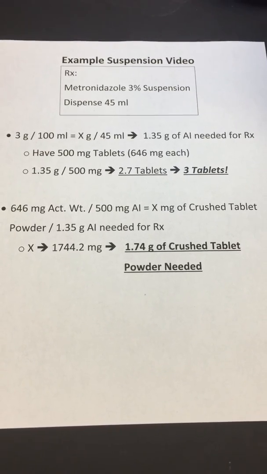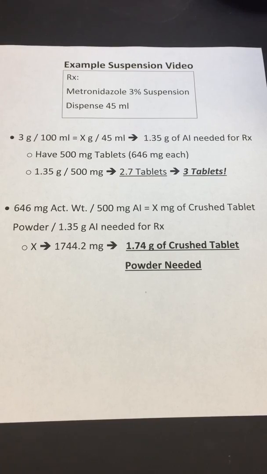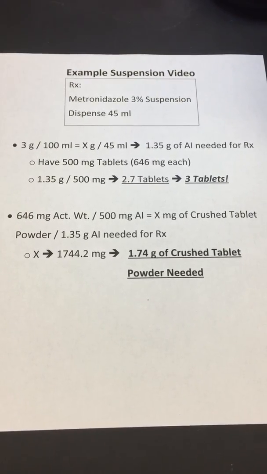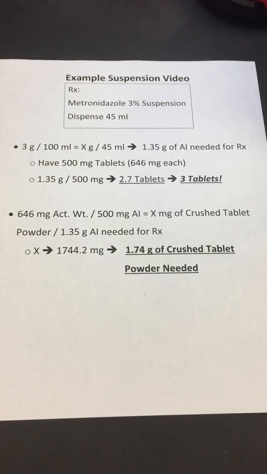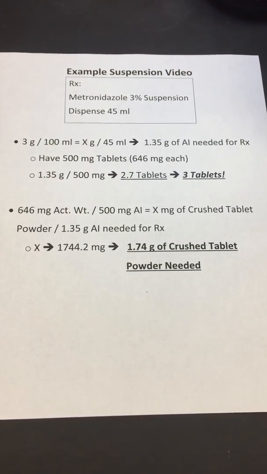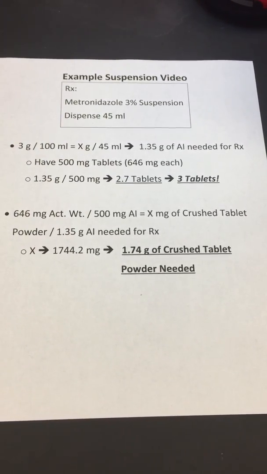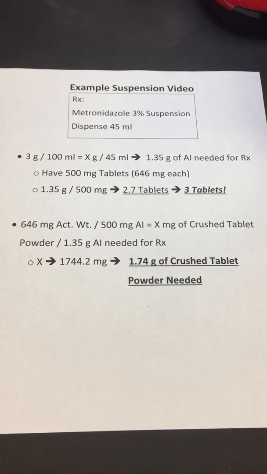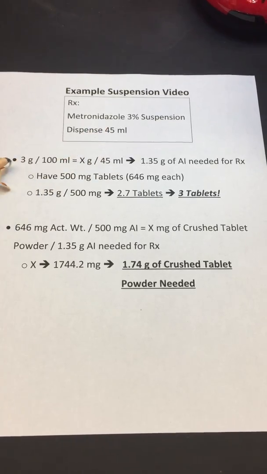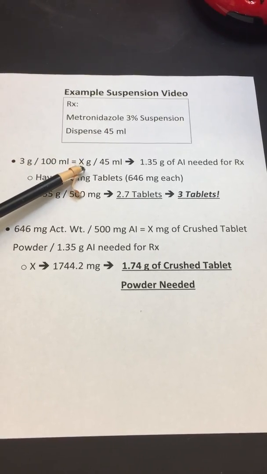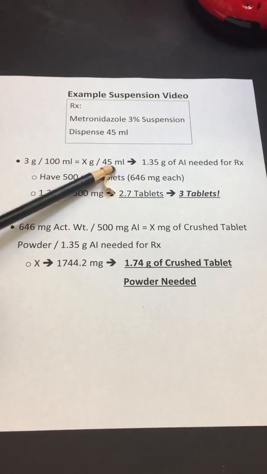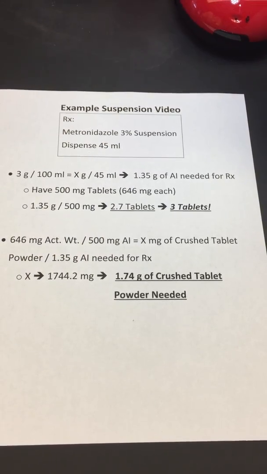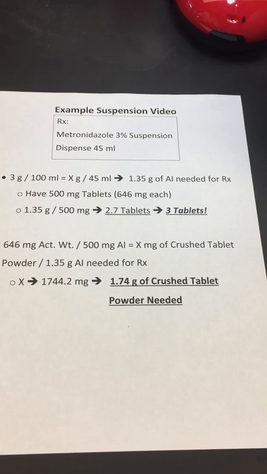Wanted to give you guys an example of how to do your metronidazole suspension. For this example, it's a little bit different. Instead of doing the 6.5%, we're only going to do a 3% prescription, but we're going to dispense the same quantity with the 45 mLs. So in order to set up how much active ingredient you need, of course, 3 grams over 100 is equal to X grams over 45 mLs from your quantity. So that means that we need 1.35 grams of active ingredient for the prescription.